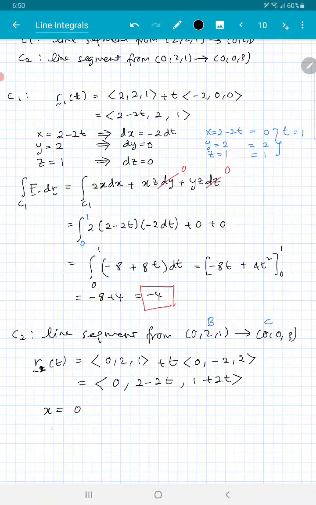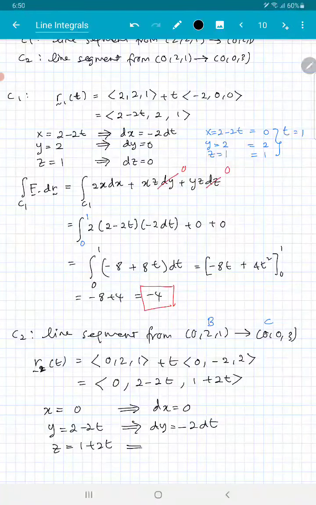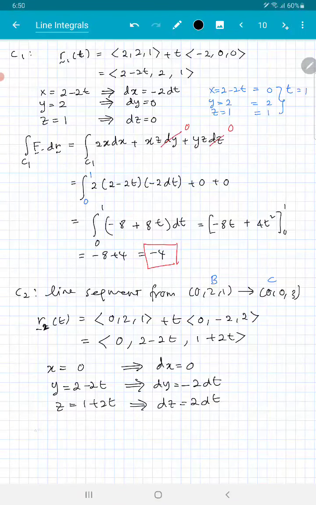So x is 0, y is 2 minus 2t, and z is 1 plus 2t. So from there we can get dx, dy, and dz in terms of dt. So here in this case, dx is 0, dy is negative 2 dt, and dz is 2 dt. Okay, now let's evaluate the line integral of f dot dr over curve C2.